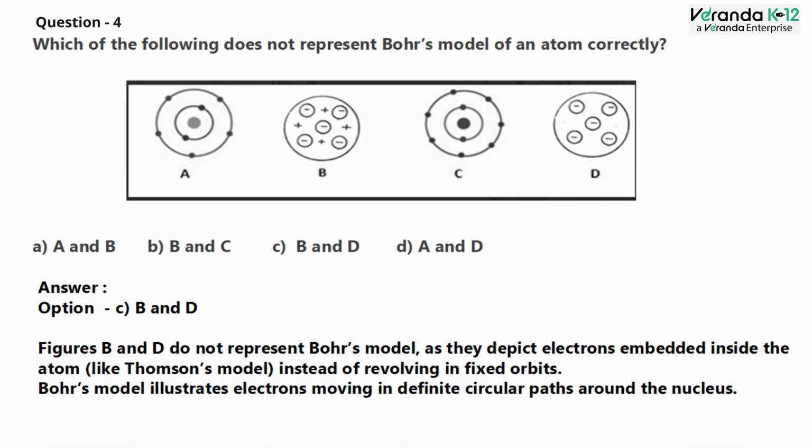Figures B and D do not represent Bohr's model as they depict electrons embedded inside the atom like Thomson's model, instead of revolving in fixed orbits. Bohr's model illustrates electrons moving in definite circular paths around the nucleus.